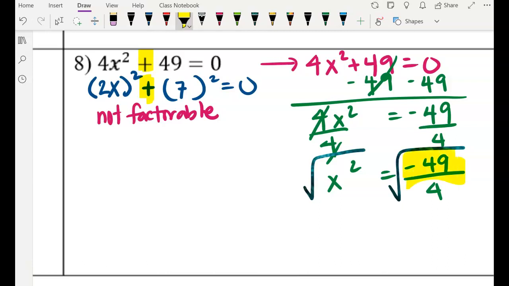The negative under the square root is not going to give us a real answer. Right now, we haven't studied imaginary answers yet. So if it's not factorable, you can move on. You don't need to go any further, okay? Right now, not factorable, you don't need to go any further.